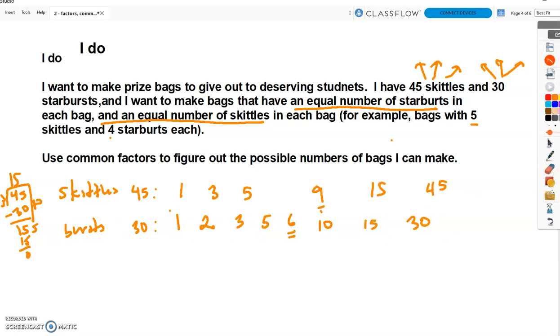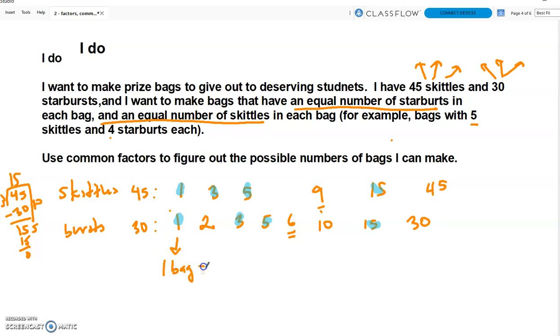So looking at the common factors here, what can I do? I can do 1. I can do 3, 5, or 15. Notice those are in common, right? So here's what I know. The ones tell me I can do 1 bag, and it would have everything, right? It would have all 45 Skittles, and it would have all 30 Starbursts.